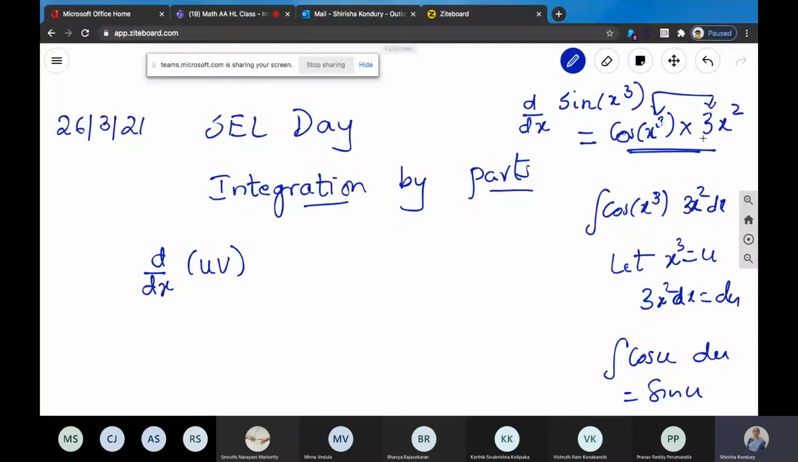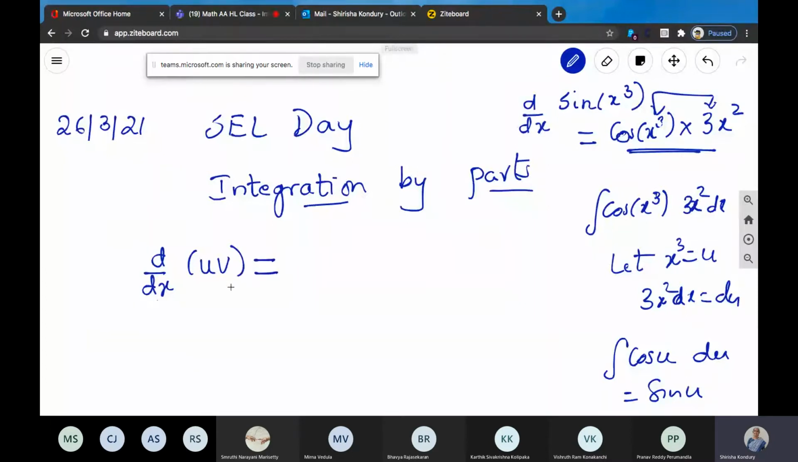So the idea of simple substitution is inspired by the chain rule in derivatives. Same way, the idea of trigonometric substitution is inspired by the derivatives of trig functions and trig identities that we use. Same way, integration by parts is done by understanding the product rule. So let's go back and look at what the product rule says.